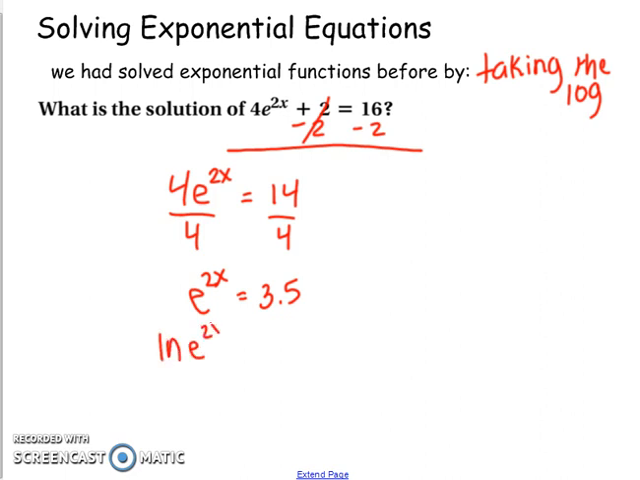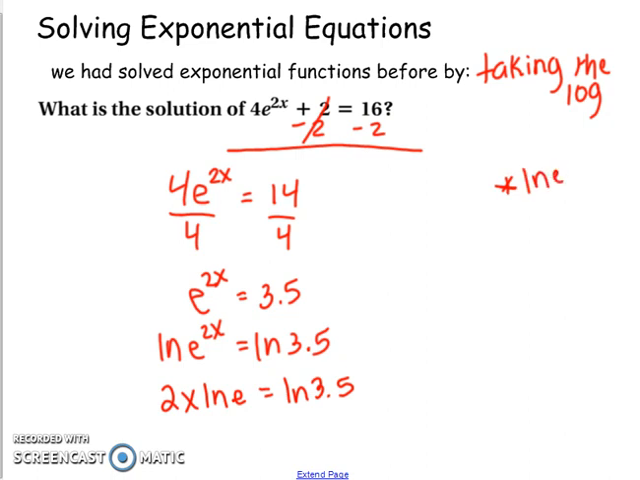So when we take the ln, it's the same rule that applies, that the exponent is going to come down. So this becomes 2x ln e equals ln of 3.5. Now ln of e, a little side note, ln e is equal to 1. The reason being, since the base of the ln is e, if you change this to exponential form, e to the first equals e. So ln of e is always 1.